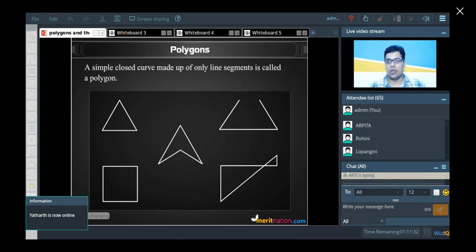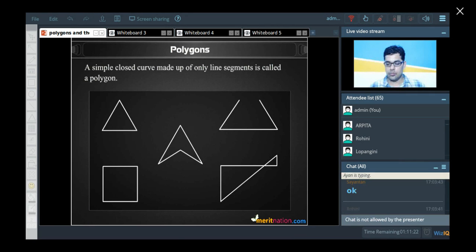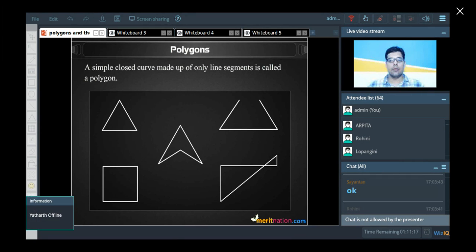Next, we will talk about polygons. A polygon is a simple closed curve made of only line segments. Simple because it is not crossed anywhere, and closed because its beginning and end point are the same. A simple closed curve made up of only line segments.